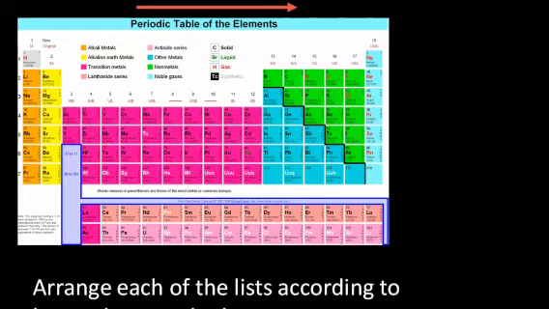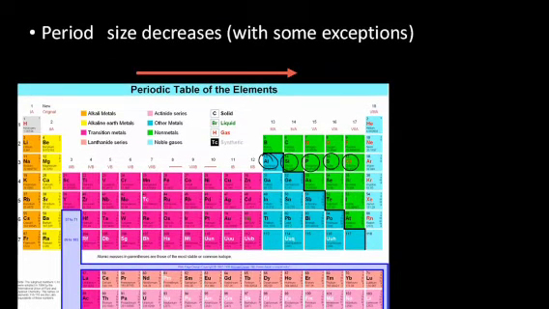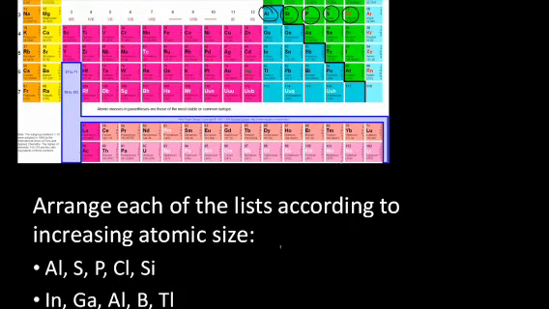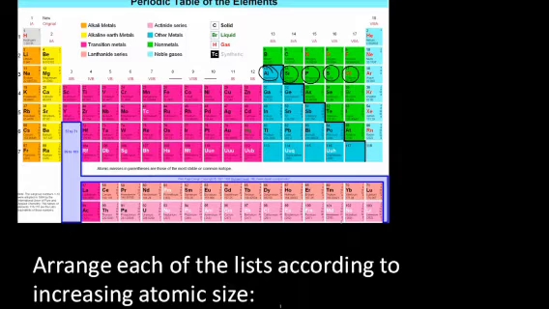All right, so we have aluminium, and then we have silicon, phosphorus, sulfur, and chlorine. So you can clearly see they are all in the same period, and we know that as we move across a period, size decreases. So the question says arrange according to increasing size, which means from smallest to biggest.